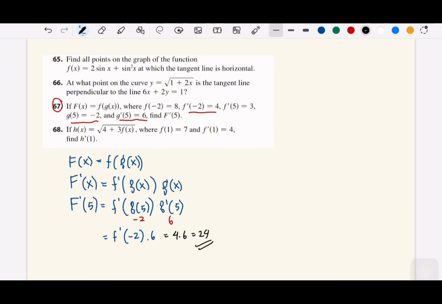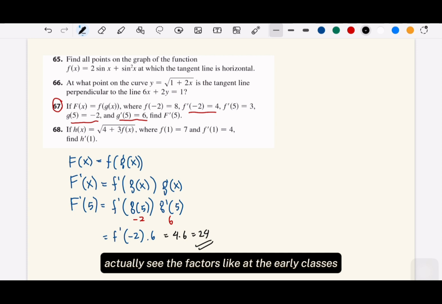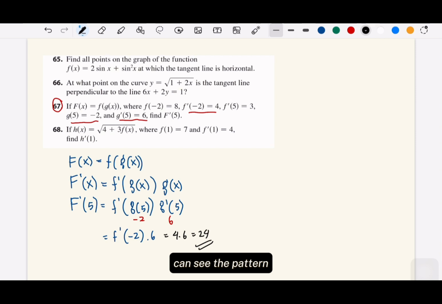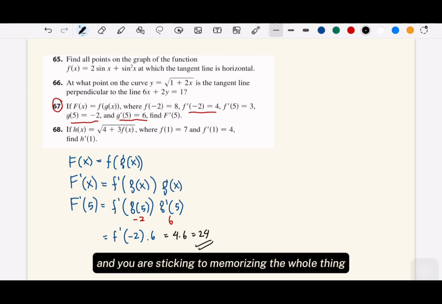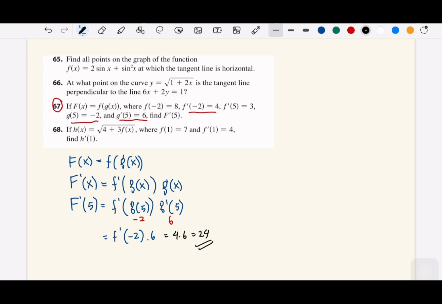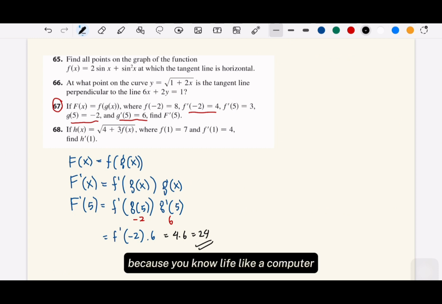Because when you see the patterns, like in the early classes, I showed that it can be done really fast. But if you cannot see the pattern and you stick to memorizing the whole thing, that will be very difficult. It's like a computer. The computer has RAM, right? And it has storage memory. Your RAM may be limited, but your storage has a lot of space. But sometimes it is difficult to find which one you need to take.